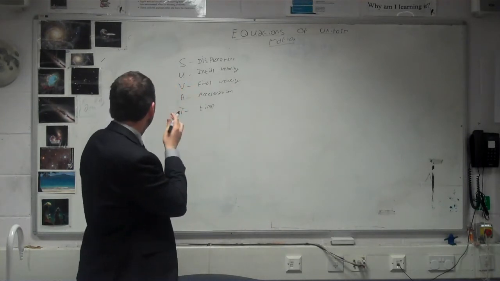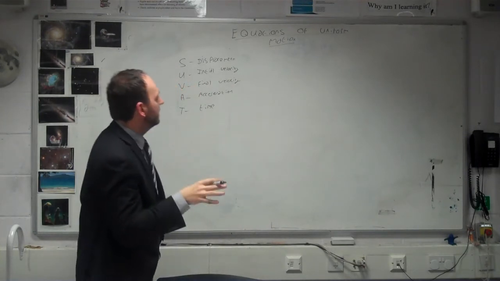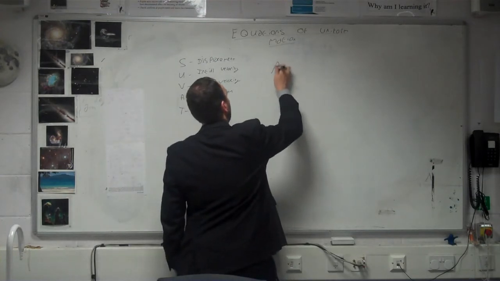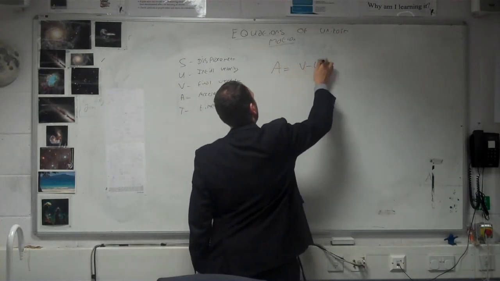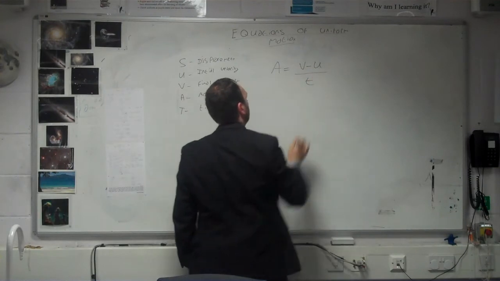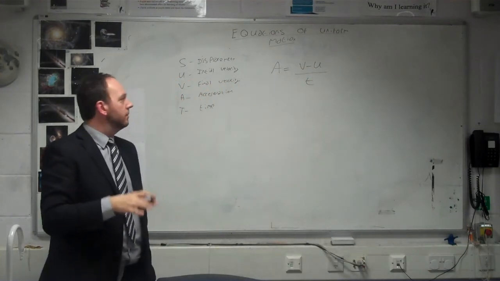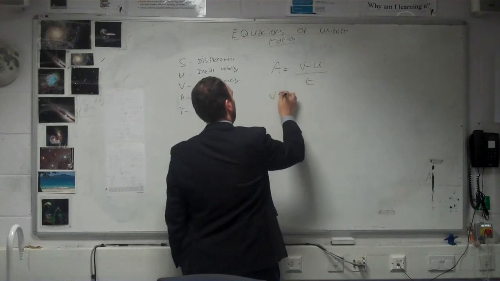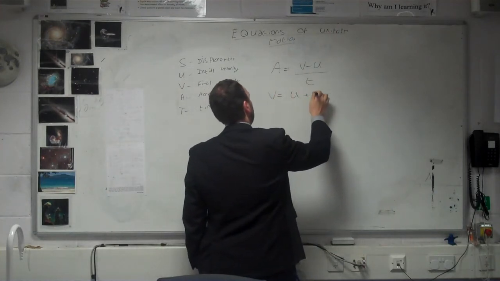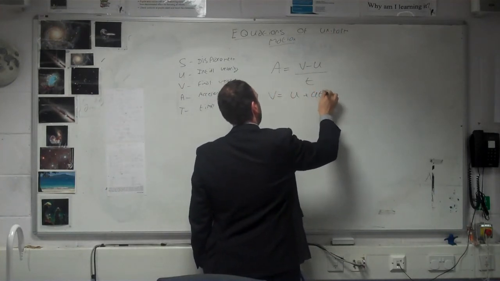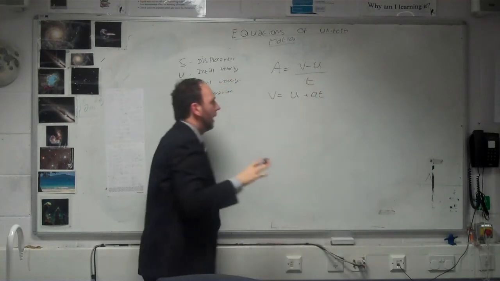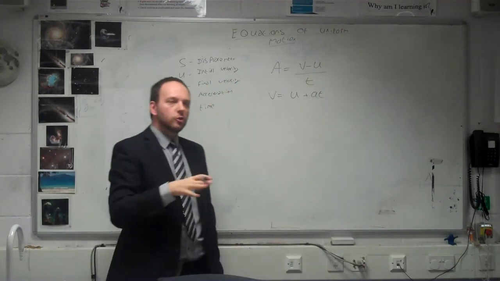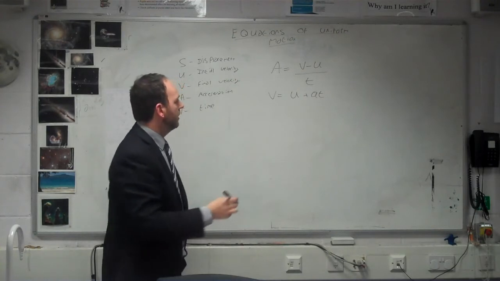So our first equation is a rearrangement of acceleration. So we know that acceleration is the change in velocity divided by the time taken. Now if we rearrange that equation, we end up with V equals U plus AT. And I think it's a very common sense, easy to understand equation.